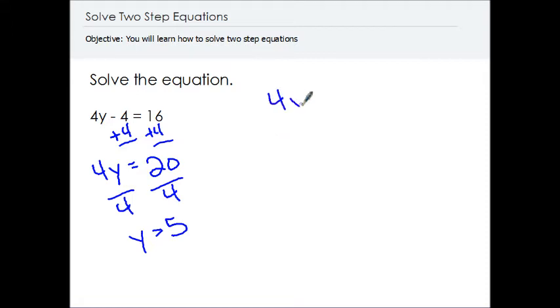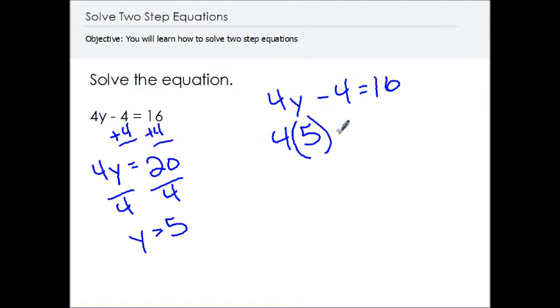Again, we always do our check steps. So we had 4y minus 4 equals 16. Plug it back in. Again, you need to make sure that when you plug that 5 back in, you put parentheses around it, because right now that looks like 45. So we need to make sure we put the parentheses around the 5.